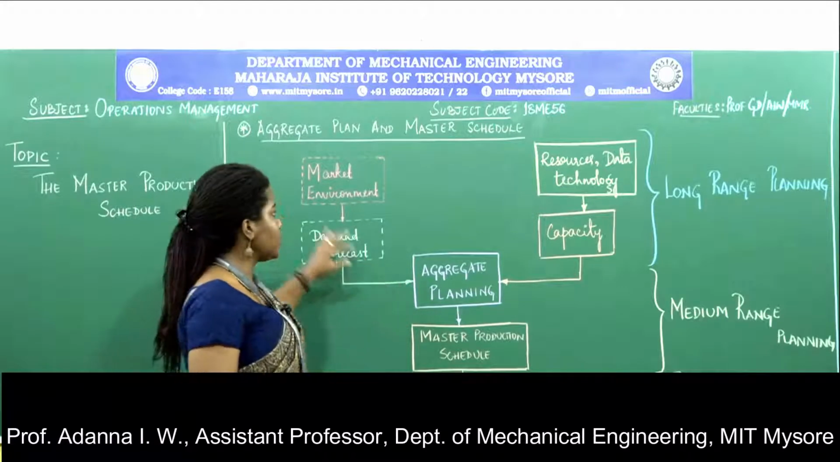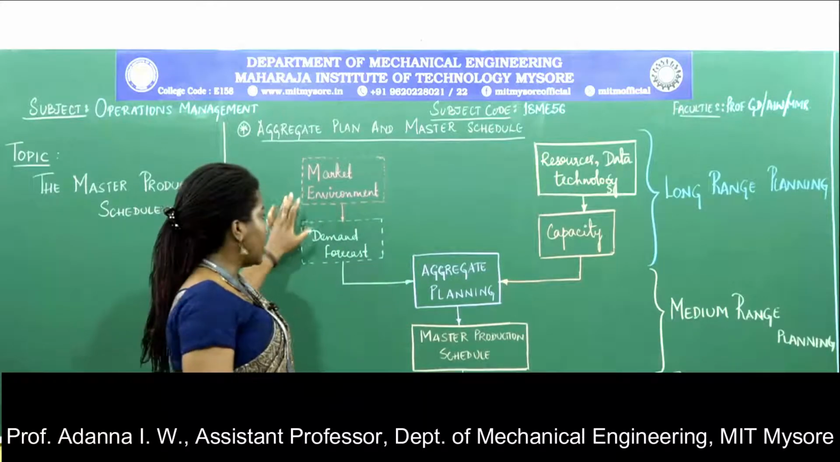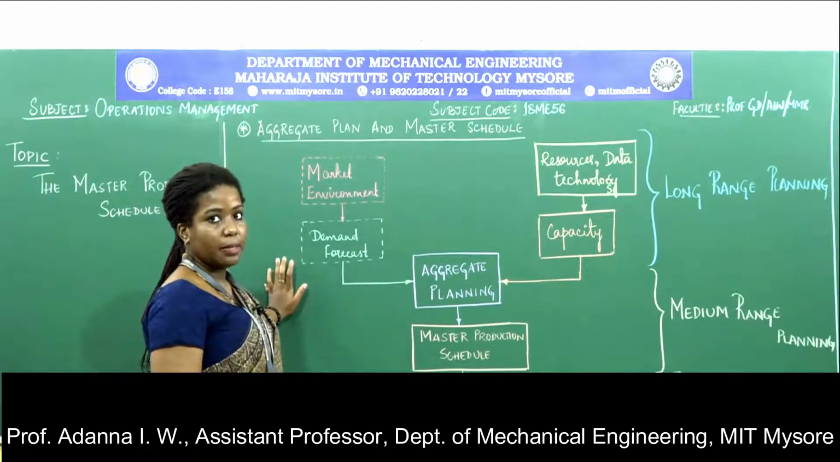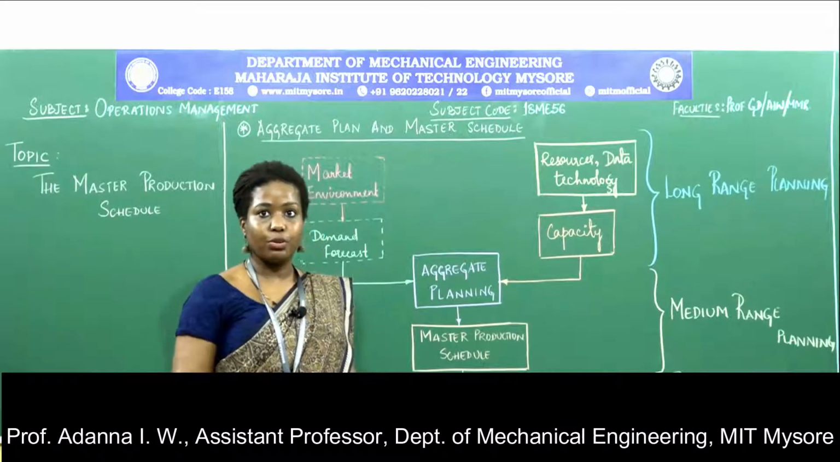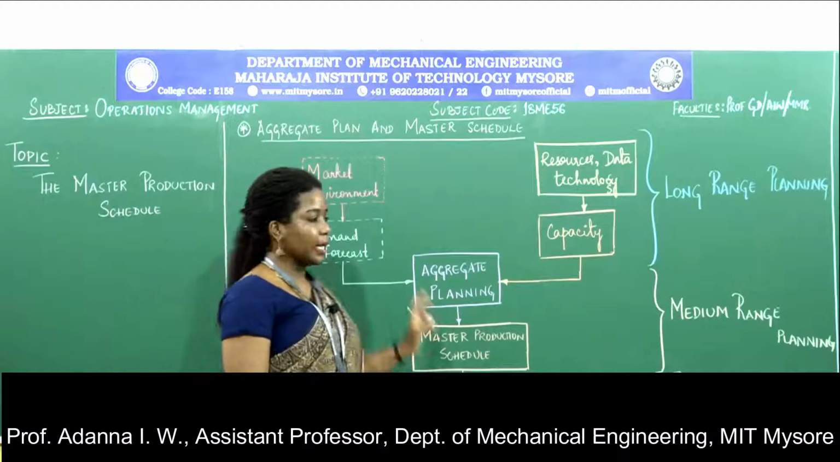How do we make this? We start from the market environment. Then we make a demand forecast. The demand forecast will tell us how many pieces we are going to require to fulfill the demand. We will create an aggregate plan.